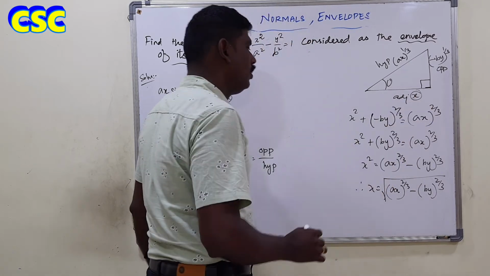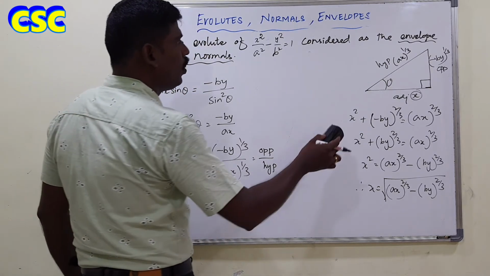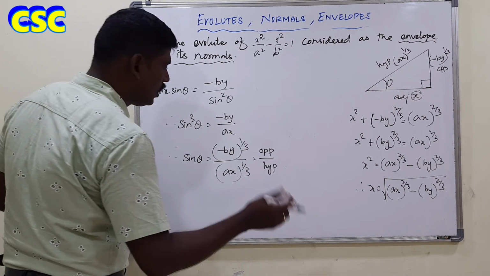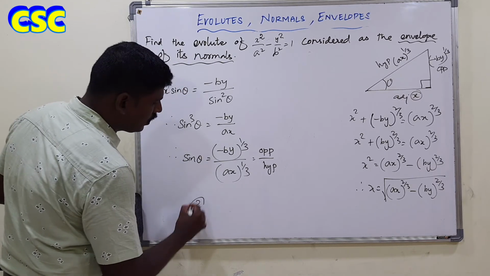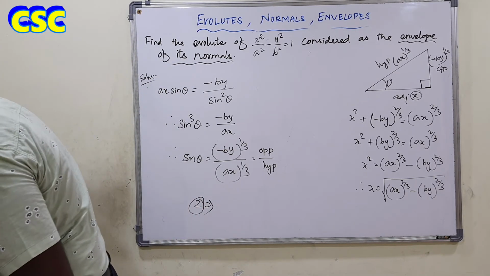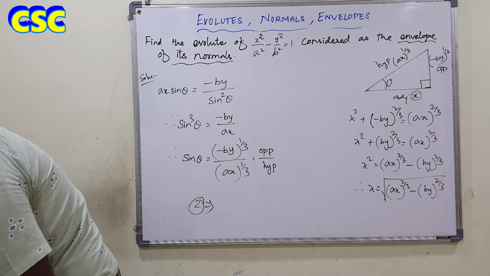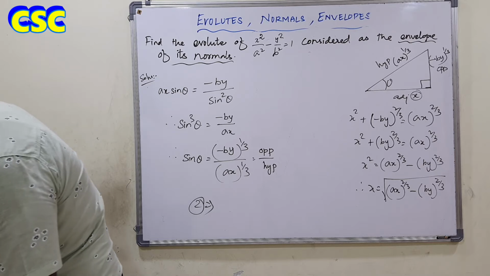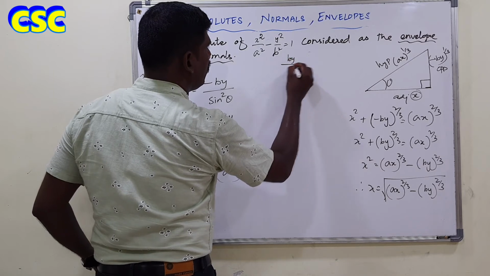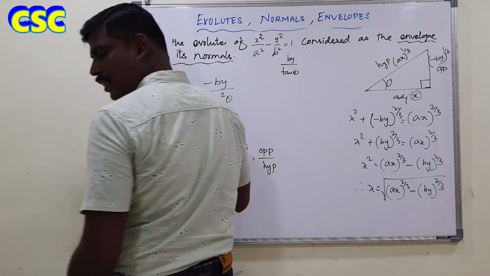So I found this through Pythagoras theorem. Why am I finding this? Because I know the value of sin theta. Now, in the equation of the family of normals, by tan theta plus ax by secant theta.